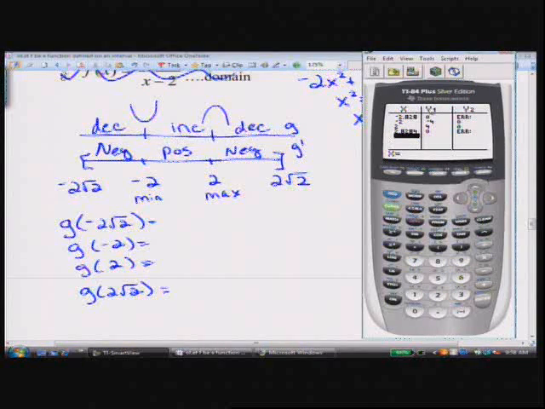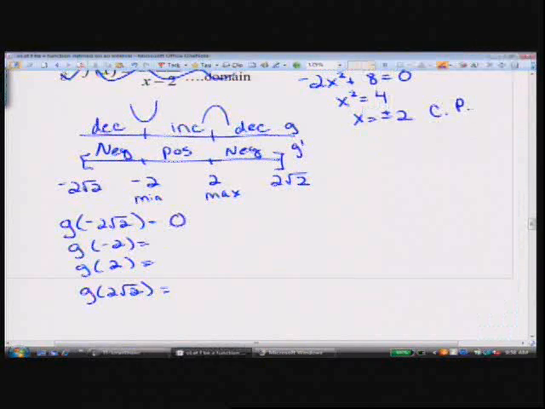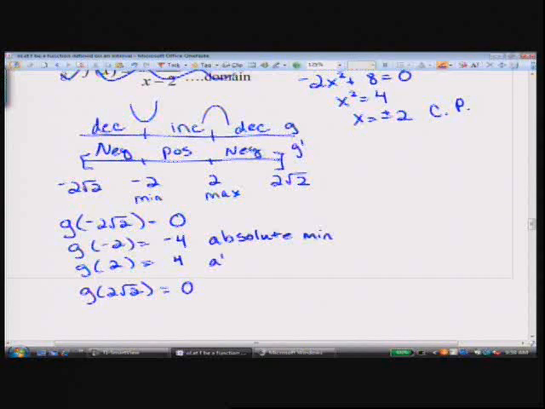Okay. All right, so we get 0, -4, 4, 0. All right, so this is 0, -4, 4, and 0, right? Okay, so do we have absolute or local? Where are our local extrema? Where are our absolute extrema? At negative 2, right, we have an absolute min, right? And then we have an absolute max. All right, and this is kind of fun because now I have 4 points on my original function.